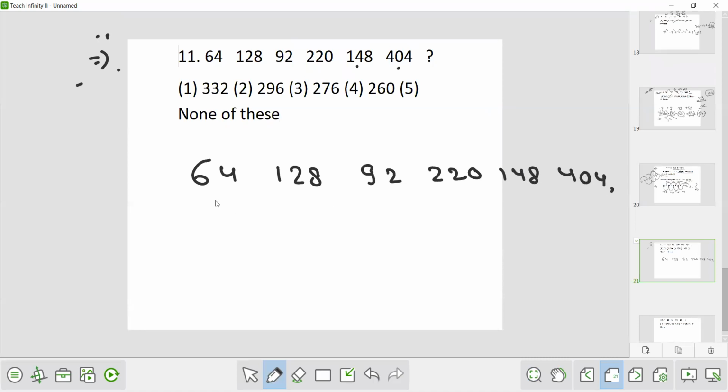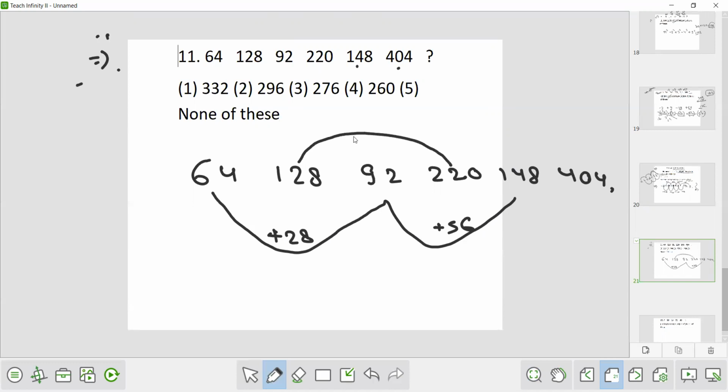Okay, now look at this: 64, 128, 92, 220, 148, 404. So let's proceed for the alternate numbers 64 and 92. How much is the difference? Plus 28. Then 92 and 148. So it's plus 56. Here it seems that 28 into 2 is plus 56. Okay. Then try to find the logic over here. 128 and 220. How much is the difference? Difference is 92. Then 220 and 404. How much is the difference? Difference is 184.